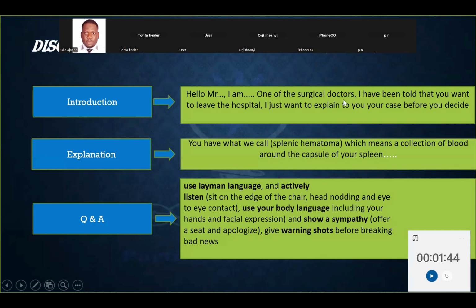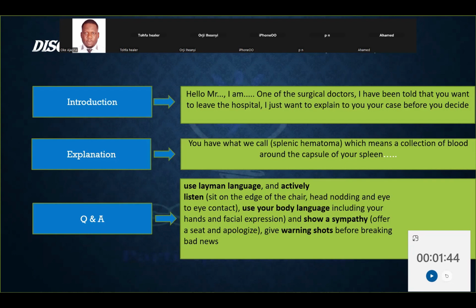Okay, thank you. So in this case, you all see discharge against medical advice cases. First of all, you have to start with the introduction. Make yourself available for the patient by saying, "Hello, I'm Dr. X. I'm one of the surgical doctors here, and I have been told that you want to leave the hospital," and so on. It's not necessary to confirm the patient details, as it's expected that they have already been confirmed. But if you want to, you can ask in one line by the name of the patient, "May I confirm I'm talking to Mr. Smith?"